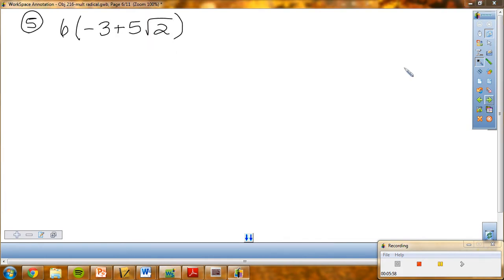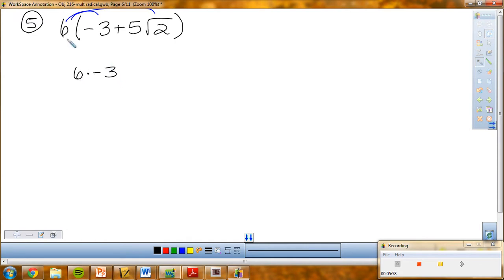Moving on, now we have a monomial, or one term, times 2 terms involving radicals. So just as we would in a regular problem with a monomial times a binomial, I'm going to distribute my 6 to both terms. Since 6 is technically a number outside of a radical, we'll treat it as such when we get to the radical. So this is going to become 6 times negative 3 for this first rainbow distribution, plus 6 times 5 root 2.